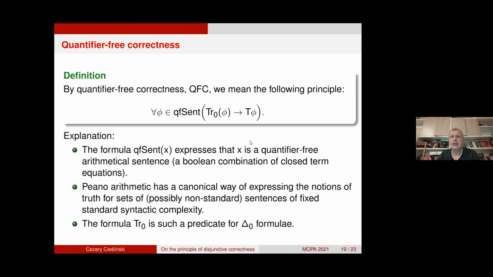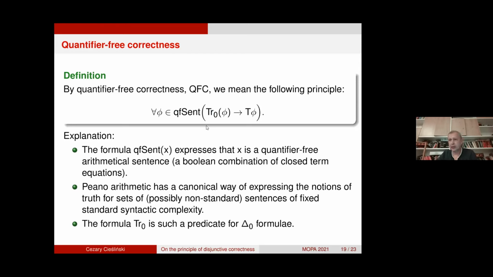So, in effect, the principle states that our predicate behaves well for sentences of this restricted class. It is not in conflict with what can be arithmetically expressed. It is known that this is a weak principle. So this principle, quantifier-free correctness, can be added to CT minus without increasing arithmetical power. Conservative. It's a long way from being non-conservative.